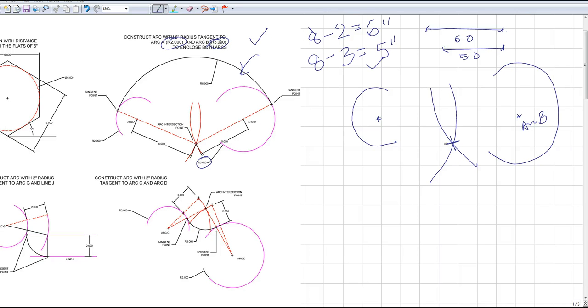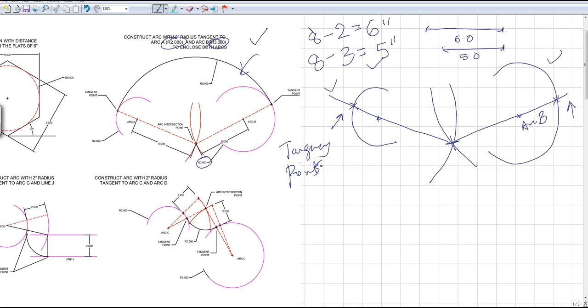So the next thing I have to do is get my tangency points onto this arc as well as this arc. Now how would I do that? It's really easy. All I have to do is join my intersection point with the center and extend it till where it hits the circle. I would do the same thing on this side till where it hits the circle. Now this and this are my tangency points.